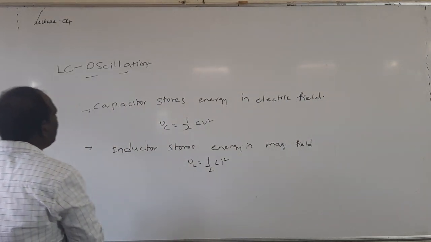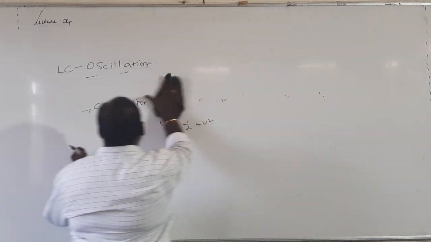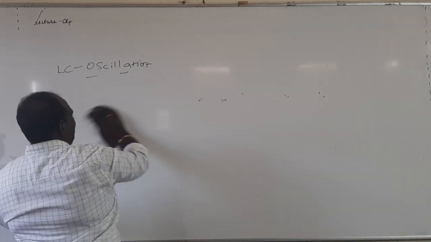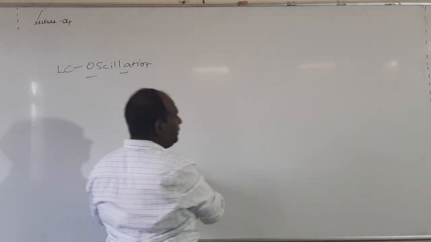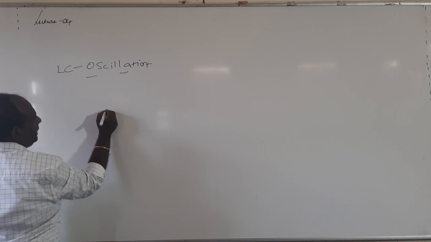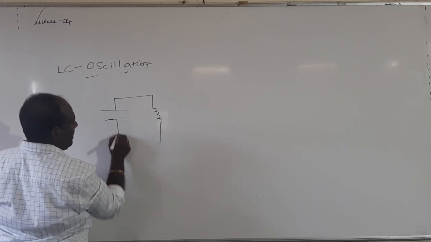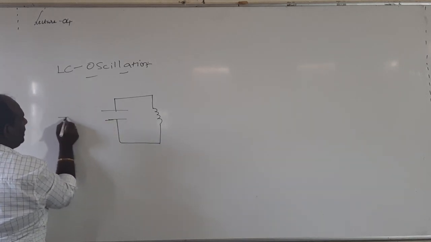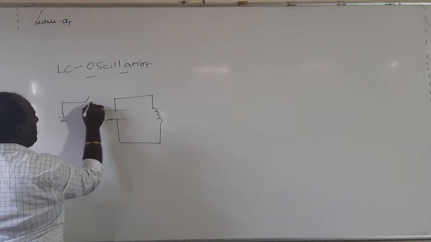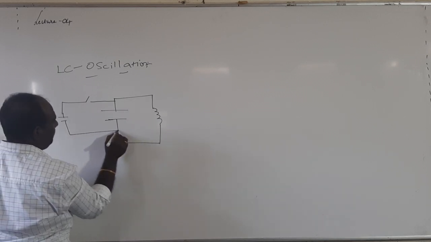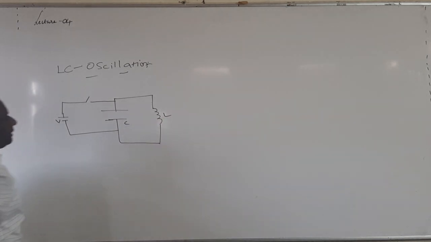In the same manner, let me consider an LC oscillator. If I consider an LC oscillator, this is the capacitor, this is the inductor, and I am connecting a battery like this. So this is battery, capacitor, inductor. Now what will happen?